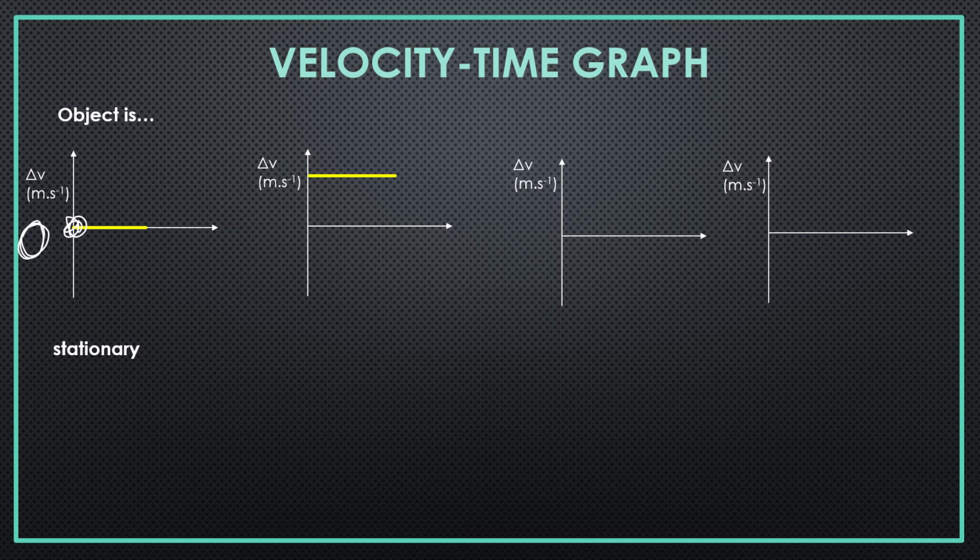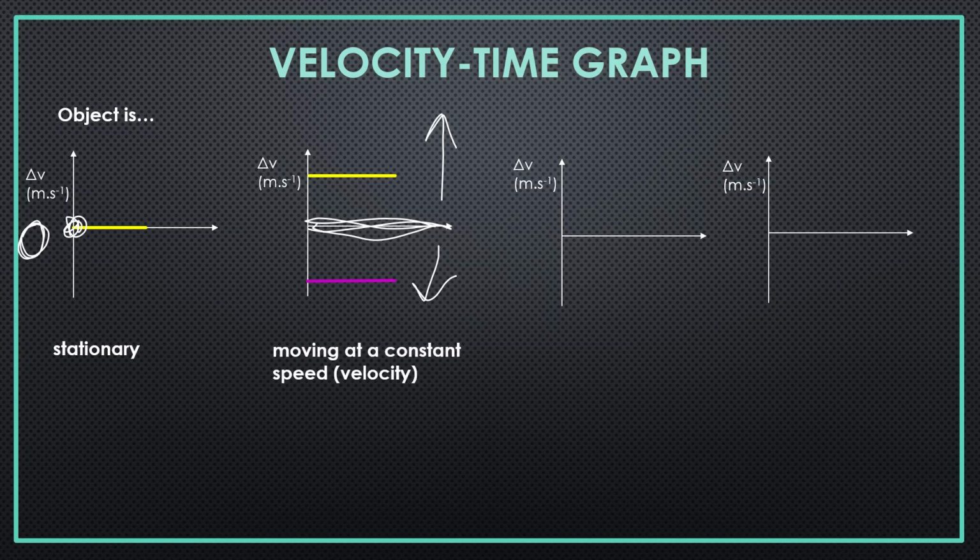Then an object can move at a constant velocity in a positive direction, in other words, above the x-axis. So anything above the x-axis is the positive direction, and everything below the x-axis is the negative direction. So if you have a horizontal line below the x-axis, then that represents an object moving at a constant speed in the negative direction.